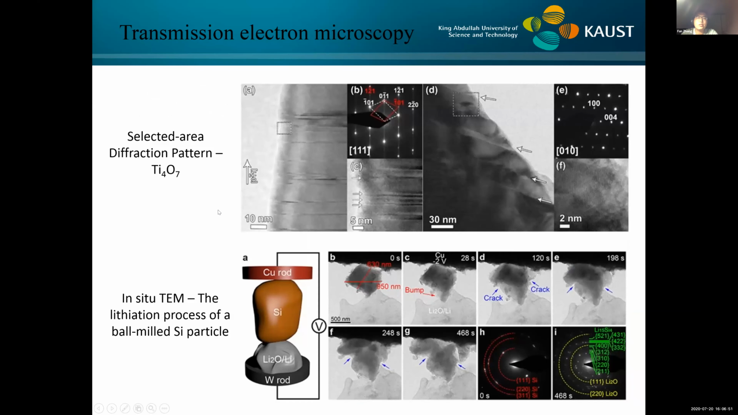The third application is selected area diffraction patterns. This pattern will tell us a lot of information about the crystal structure, the crystal plane diffraction, and so on. Recently, there is a lot of research on in situ TEM. It will tell us what happens during reactions. For example, this figure shows the lithiation process of a silicon particle in a battery system. It shows how the lithium is intercalated into the electrodes.